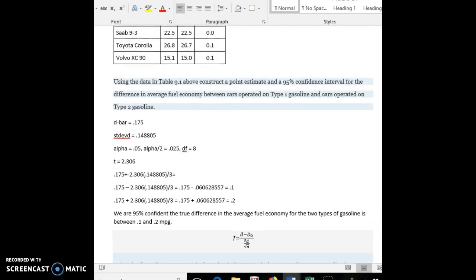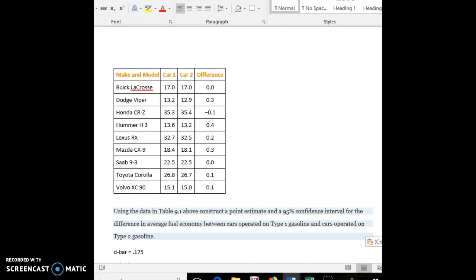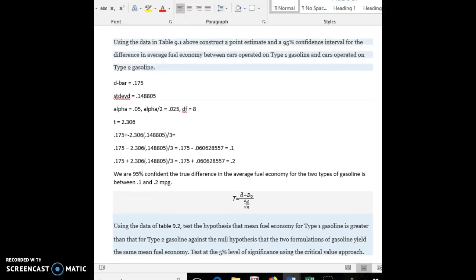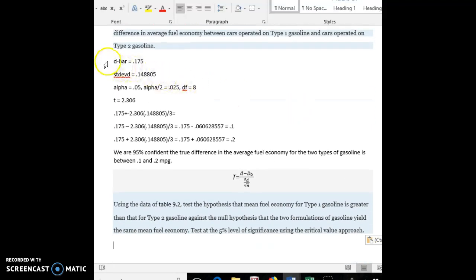Now, this is the same data we did the confidence interval for up here. So we have a lot of the information we already need. We have our mean, our D bar of 0.175, and our standard deviation of 0.148805. All right, so let's first start with our hypothesis test.